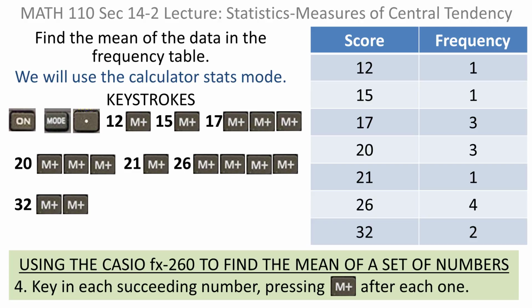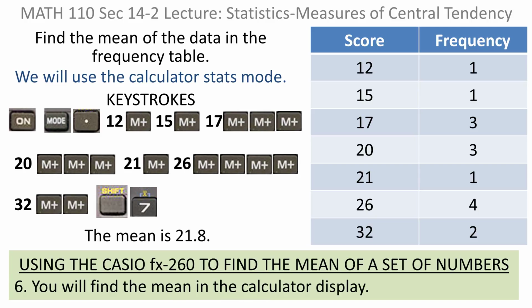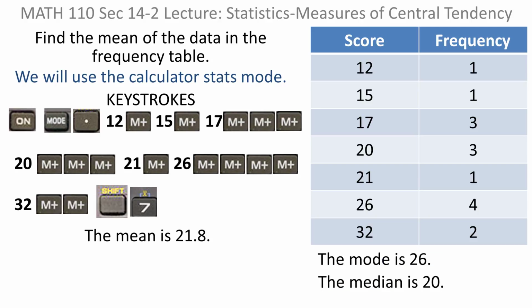Now all the data is in. Once the data is in, you do Shift 7. Remember, we're looking for the mean, and X bar is above the 7. So Shift 7 will give you the mean. And if you look in the calculator display after having done all that, you will see 21.8. So the mean is 21.8. So we found the mode, the median, and the mean for that data presented in a frequency table.